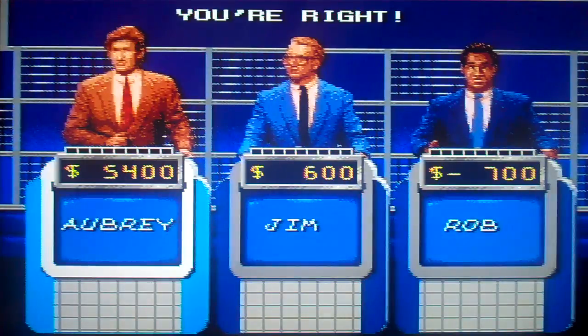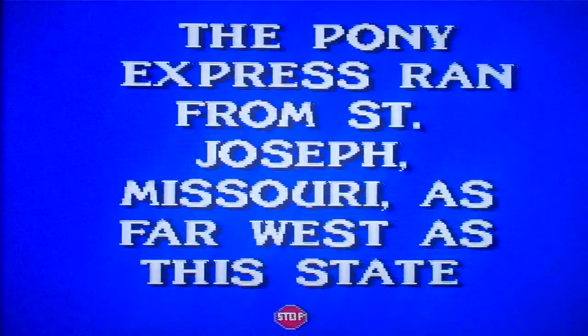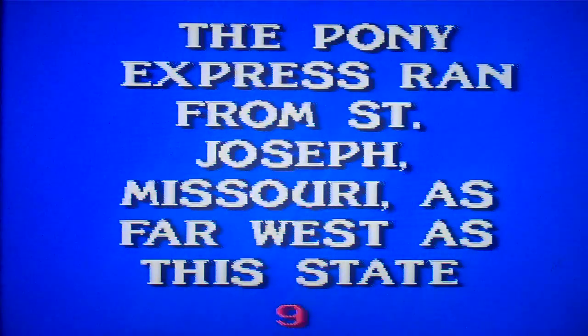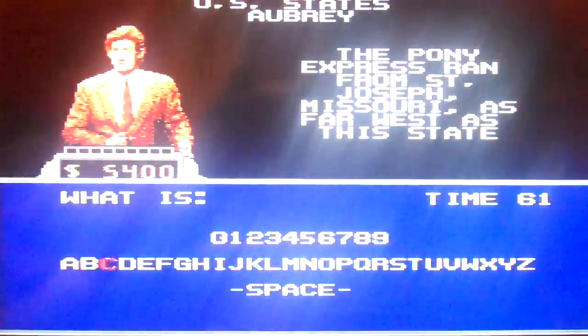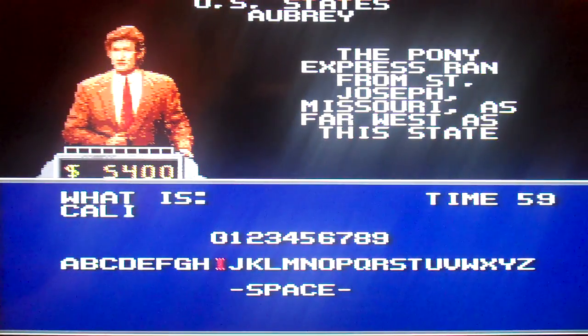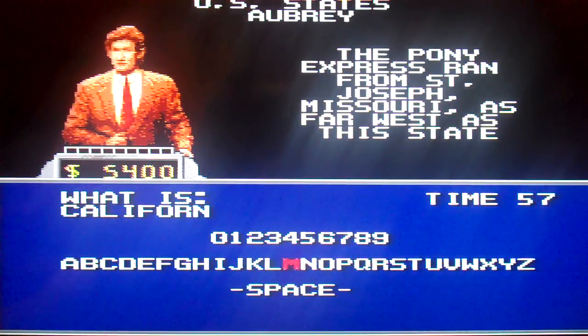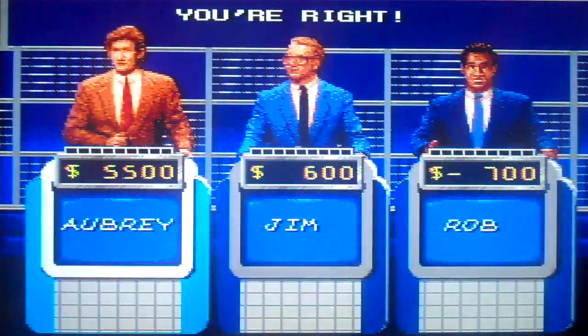U.S. States for 100. The answer is: The Pony Express ran from St. Joseph, Missouri, as far west as this state. I'll say what's California. Yep, 200.